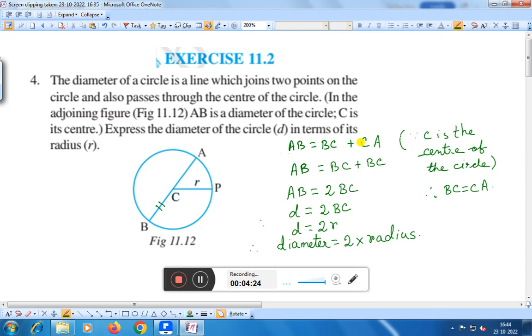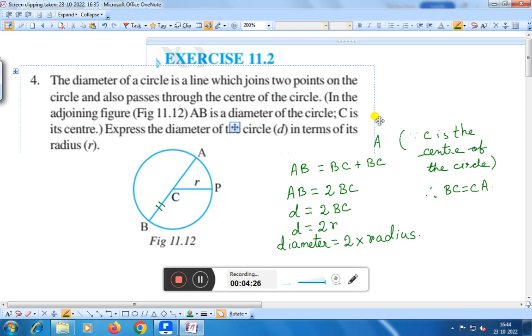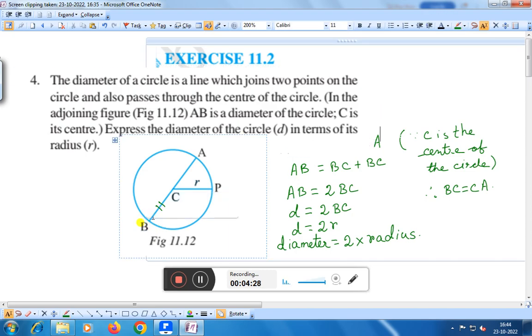And BC, what is BC? Here is C. C is the center of the circle and B is a point on the circumference of the circle. The distance between the center and the circumference of a circle is called the radius, right? That BC is equal to radius. Therefore, D is equal to 2R, or you can say that diameter is equal to twice of radius.